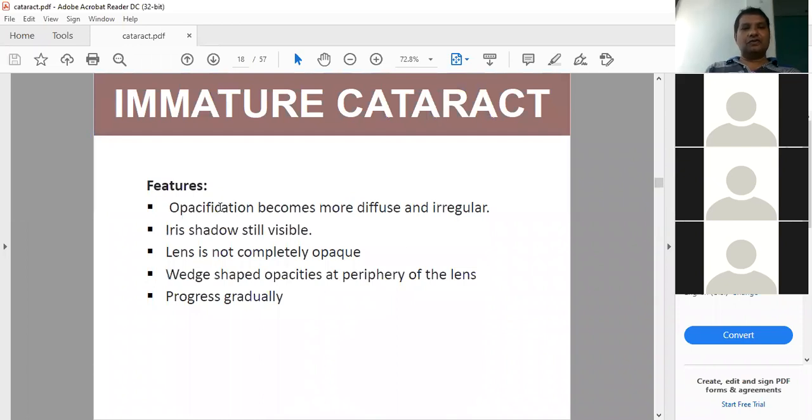So again, for the sake of repetition, the iris shadow in immature cataract is still visible. The opacification of the lens is irregular. Some areas are opaque and some areas are not opaque. So you can make it out by dilating the pupil and examining the patient with a slit lamp. And it will progress gradually.